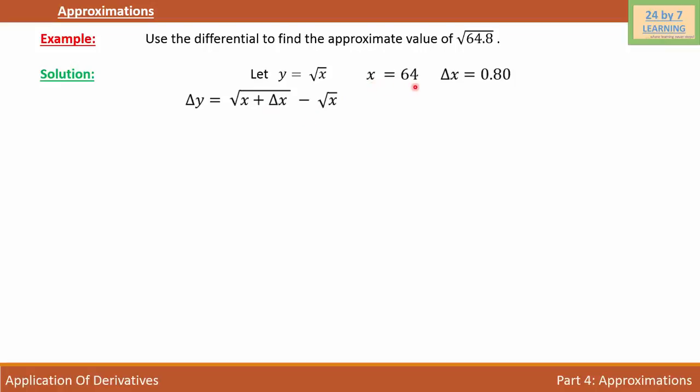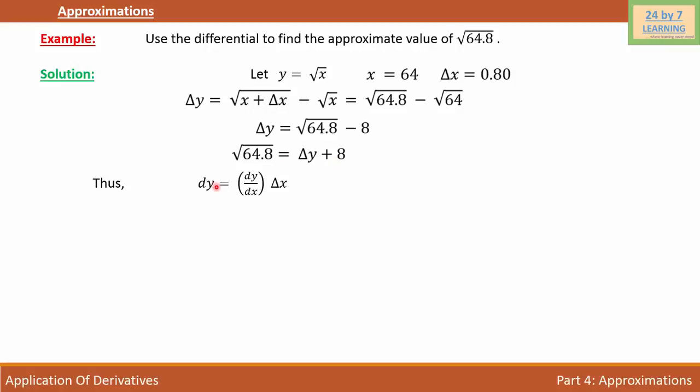Since x is 64 and delta x is 0.8, I'm going to substitute over here. 64 plus 0.8 is 64.8, minus square root of x, which is 64, so square root of 64. If I further simplify, I will write delta y is equal to square root of 64.8 minus 8, because square root of 64 is 8. Now I want to take this number to the other side, and if I do that, I will write square root of 64.8 is equal to delta y plus 8.